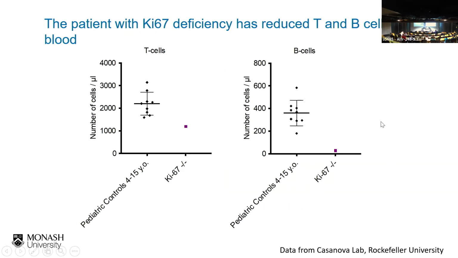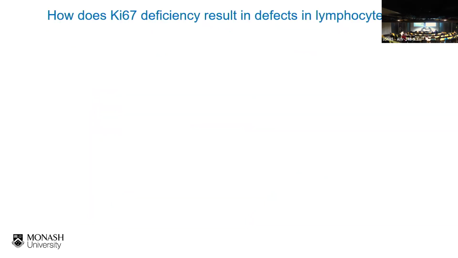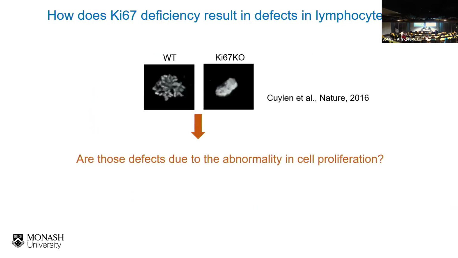So everything indicates that Ki67 plays a role in lymphocytes. But exactly how, we don't know, or we didn't know yet. But I'll tell you a bit more. So back to the original papers that discovered the Ki67 cellular biology function. We think that if your chromosomes look like a clump during mitosis, there might be some defects in cell proliferation caused by Ki67 deficiency.